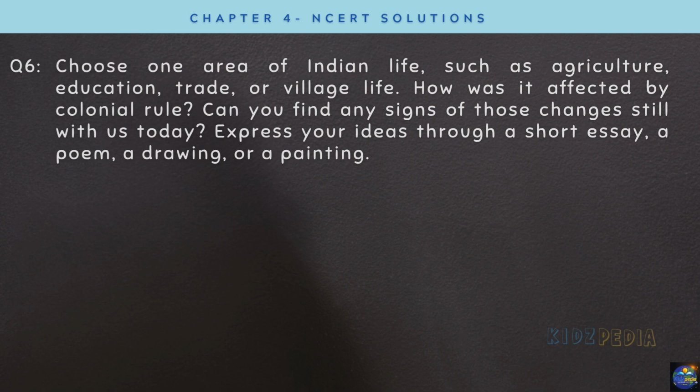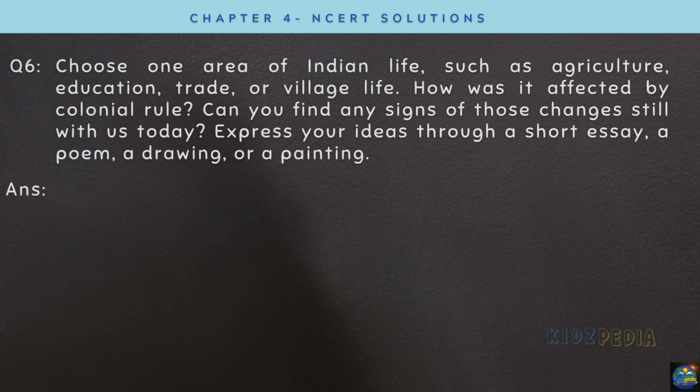So here you need to choose one area of Indian life such as agriculture, education, trade or village life and explain how it was affected by British rule. You need to describe what changes happened during the colonial period in that area. Then you also need to think about the present or any of those changes still visible in India today. Finally, you can express your ideas in a creative way like a short essay, poem, drawing or painting.